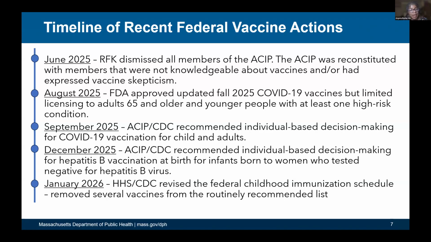Last December, the ACIP also, again in a non-scientific decision, removed the routine recommendation for birth dose hepatitis B vaccination. Beginning that vaccine series immediately at birth has been one of the success stories in vaccination history, reducing the perinatal and childhood transmission of hepatitis B, which is a very serious, health-threatening, cancer-causing virus. And then finally, in January of this year, this did not go through the ACIP, which is a process issue.